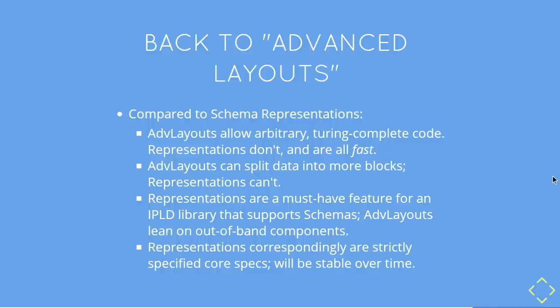The advanced layouts, remember, were to allow pretty arbitrary, pretty Turing-complete code to do stuff. And it can split things into more blocks. It's a very powerful abstraction. Representations can't do that. And they are all built to be fast. Representations are a core feature of the schema layer, so any library that supports schemas has to support these well-known representations. And representations being fast is not just due to the fact that they have to be core implementations. It's also due to the fact that we're being very careful that whatever the representations are, they have to be less than O of N. They have to decide what they're doing super, super quickly.